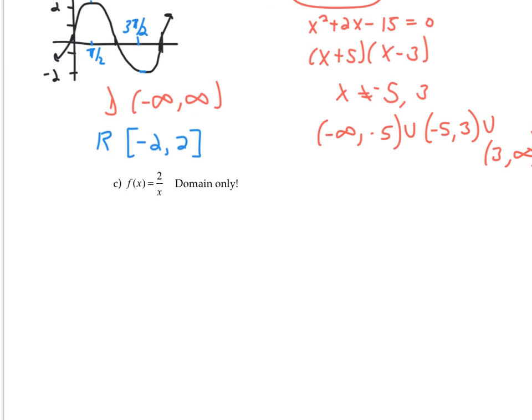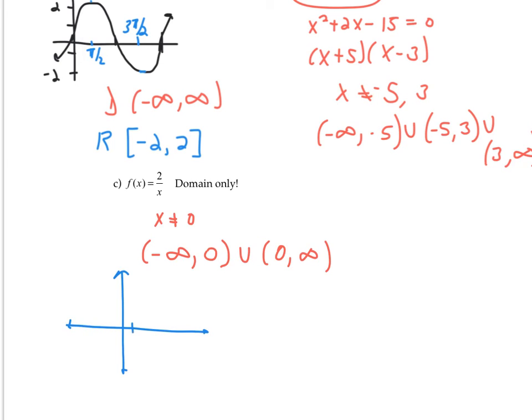Finally, for part C, we have to find the domain only for this function. So x cannot equal 0. So with this particular function, the domain would go from negative infinity to 0 with parentheses, because x can definitely not equal 0 because it's undefined at x equals 0. And that's in union with the set from 0 to positive infinity. Okay. If it helps, then sketch a graph.